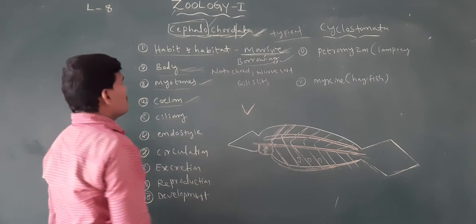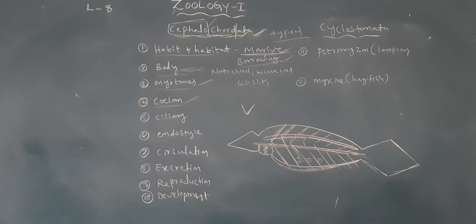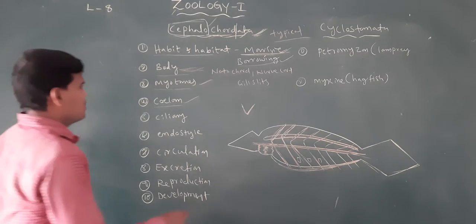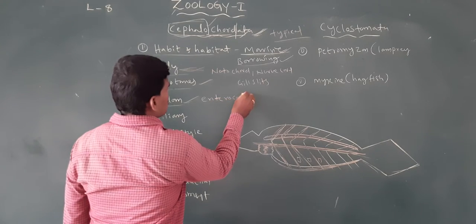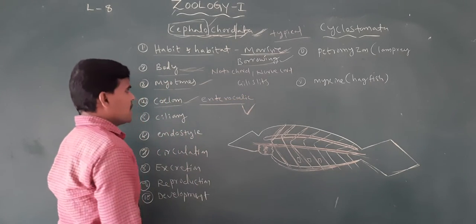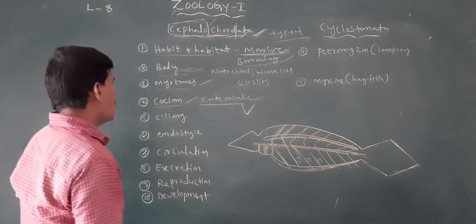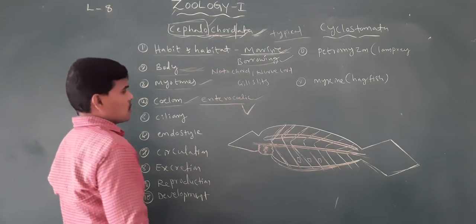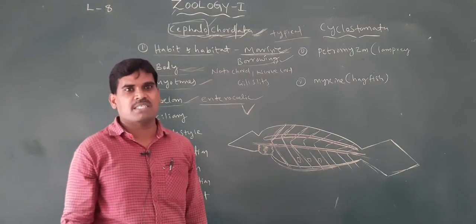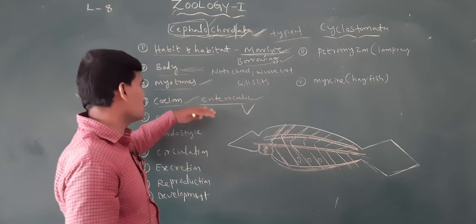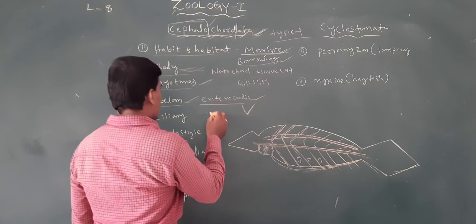The coelom is present. Which type of coelom? An enterocoelic type of coelom is present in cephalochordate animals. In Urochordata animals, is the coelom present or absent? In Urochordata the coelom is absent, but in cephalochordate animals the coelom is present, and it is the enterocoelic type.